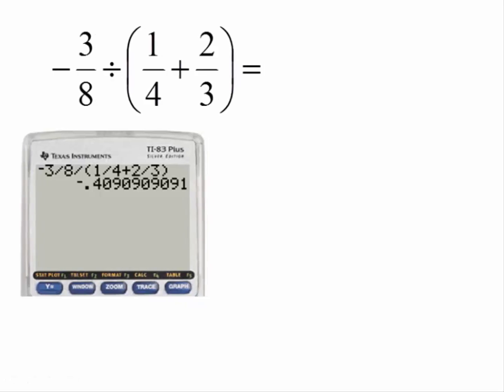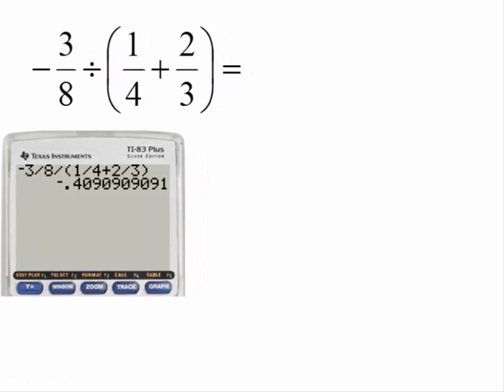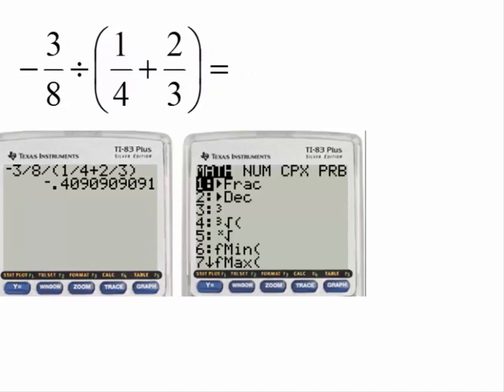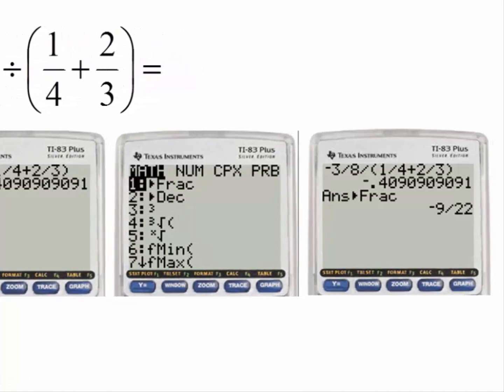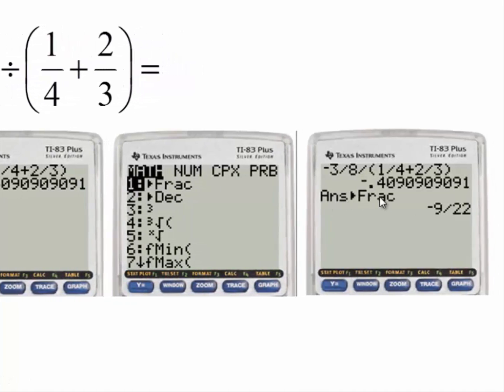Now there is a feature on the calculator that will allow us to take an answer and change it to fraction form. You hit your math key, and then the very first one. This means to take the answer and change it to a fraction. So you hit enter, and it will take your answer and change it to a fraction, and we have negative 9 divided by 22.